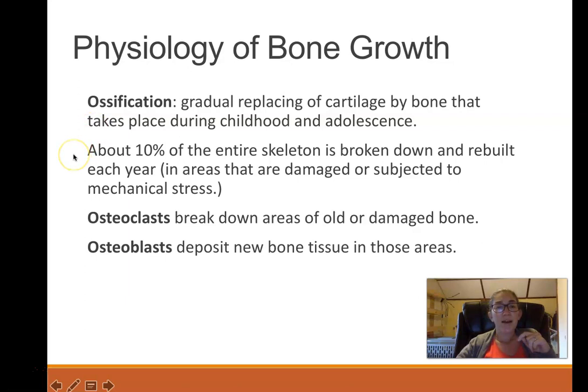And although our bones do most of their growing during childhood and adolescence, and we don't grow a lot after that throughout adulthood, it doesn't mean that our bones just stay completely static. So I like to think of it as sort of like building a house. It takes a while to build a house. There's lots of parts to put together. But once the house is built, that doesn't mean that you no longer have to maintain it.